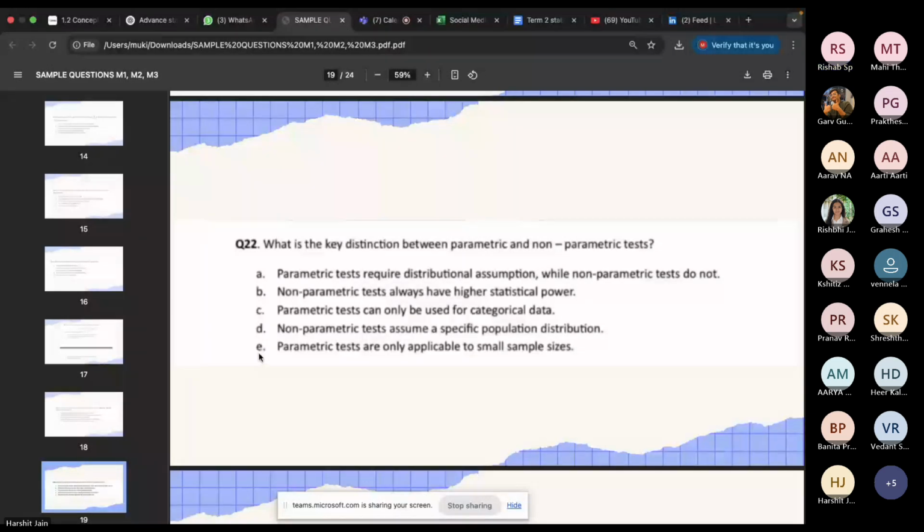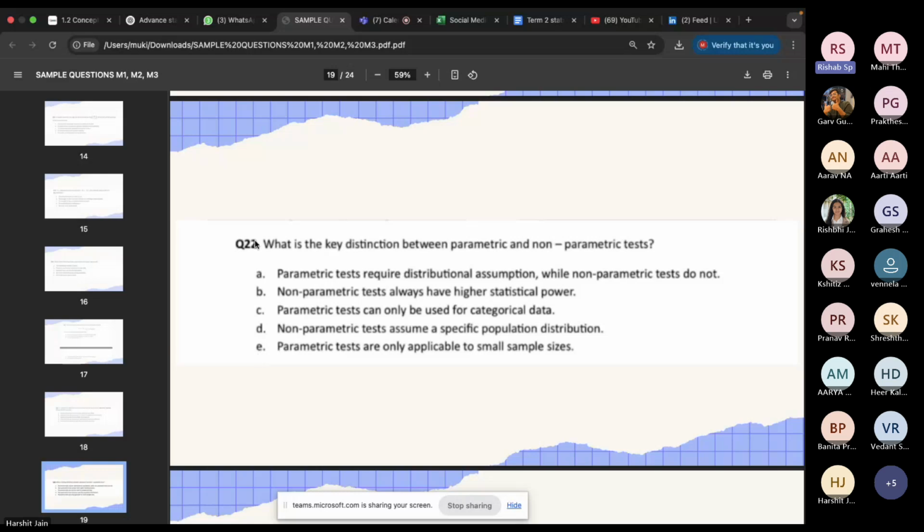So yeah. What's the key distinction between parametric and non-parametric test? Fine. What's the key difference? Parametric test requires distributional assumptions, correct? While non-parametric tests do not, correct? Non-parametric tests always have higher statistical power, no? Categorical data, no? Option A is the right answer.